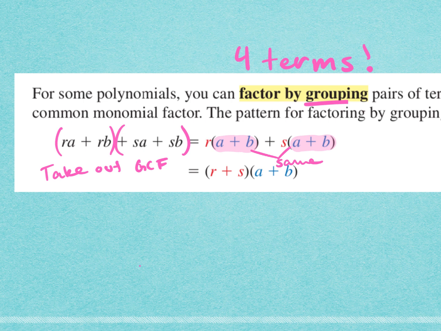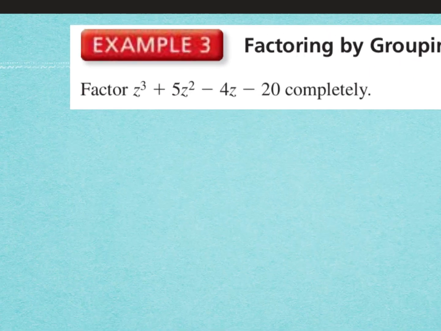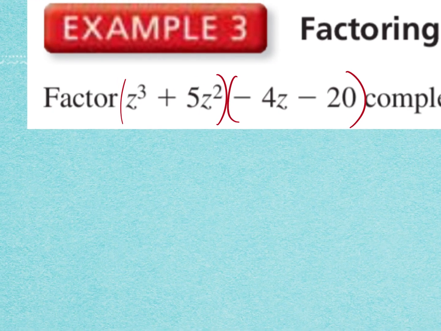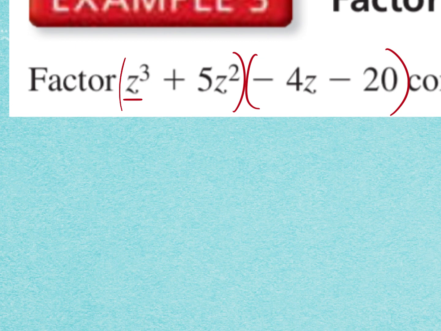Because the inside parts go together and then the outside parts will go together. So let's look at example 3. I see I have four terms, so I know I'm going to factor by grouping. I'm going to group the first two and group the second two. What's my GCF in the first group?